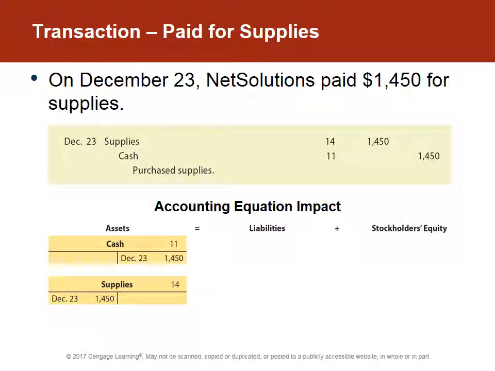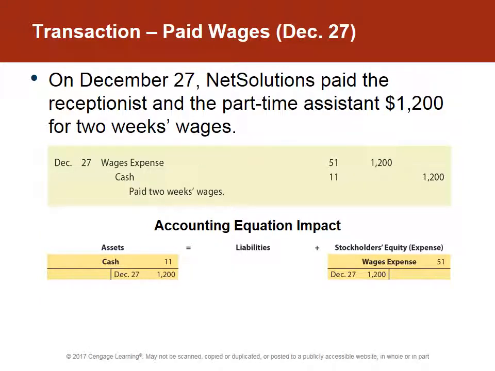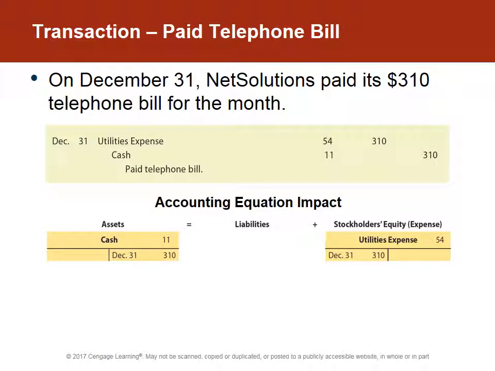Supplies purchased, supplies as an asset, paid cash, supplies go up, cash goes down. Wages paid, wages are an expense. They make my stockholders' equity go down because they make my retained earnings go down, because retained earnings are decreased by expenses and dividends. And cash goes down every time we write a check. That's pretty much common sense. A lot of common sense to this.